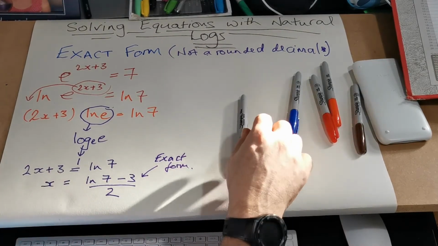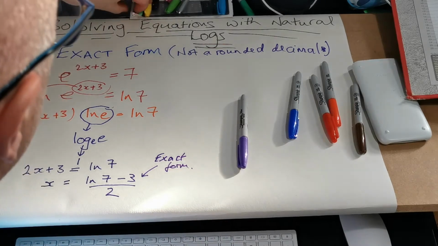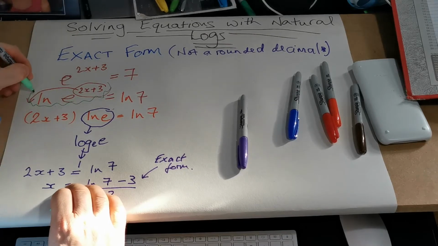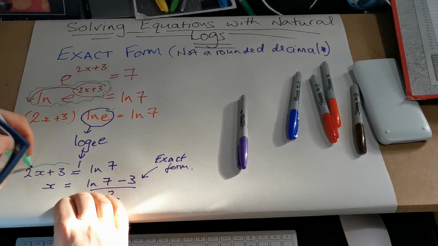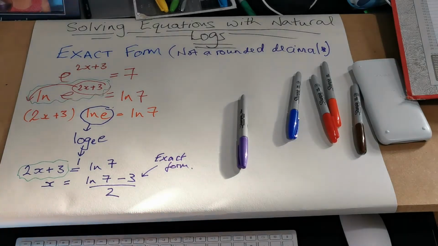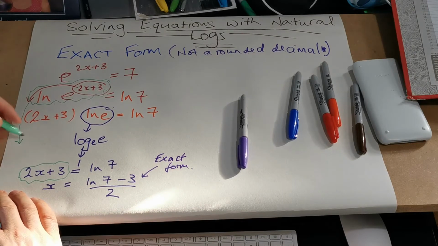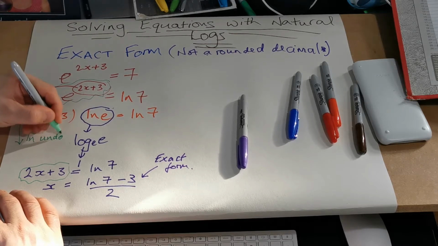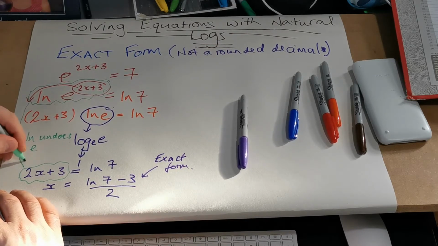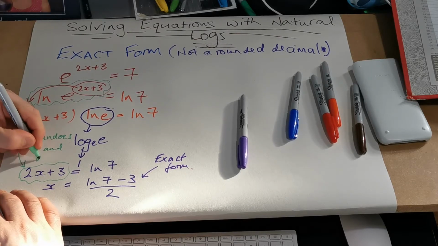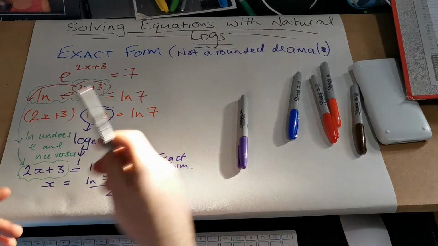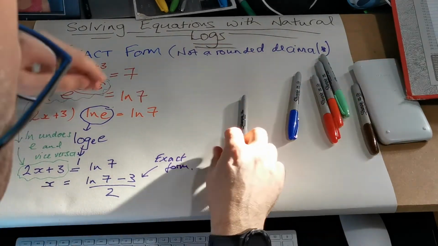Now you will notice that I went from here to here. And as a sort of shortcut way of thinking, although I've gone through the exact reasons, you could say that ln undoes e, and vice versa.